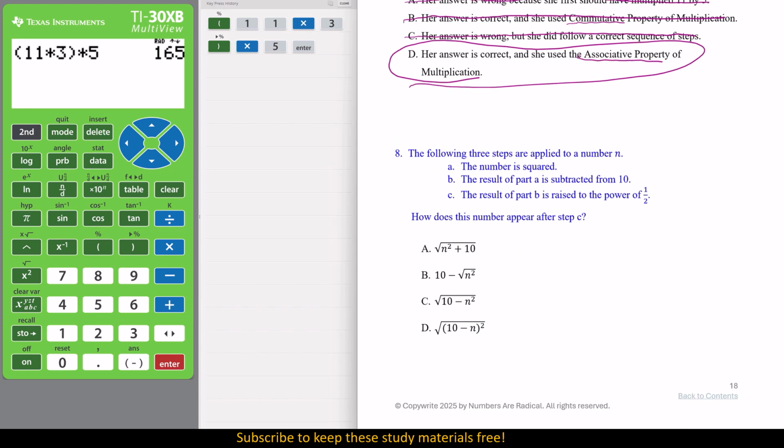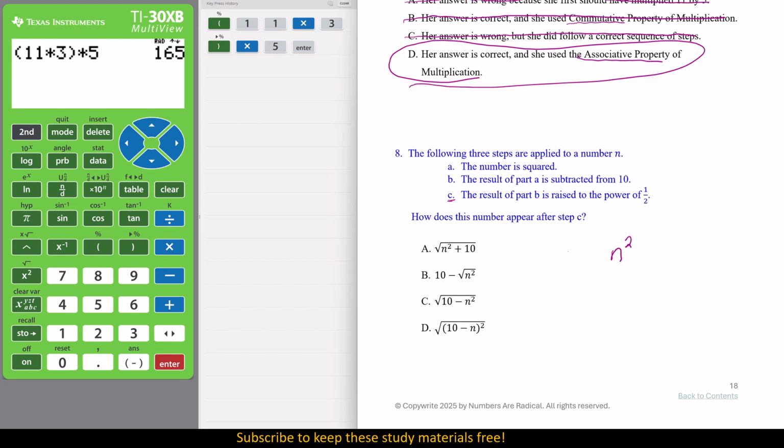The following 3 steps are applied to a number n. Now here are our steps. Let's look at the question. How does the number appear after C? When we're done with C, we need to come to our options and see what's valid. A says the number is squared. So we know we have n and it's squared. B, the result of part A is subtracted from 10.